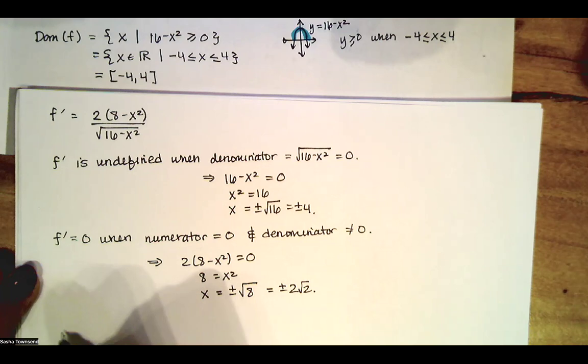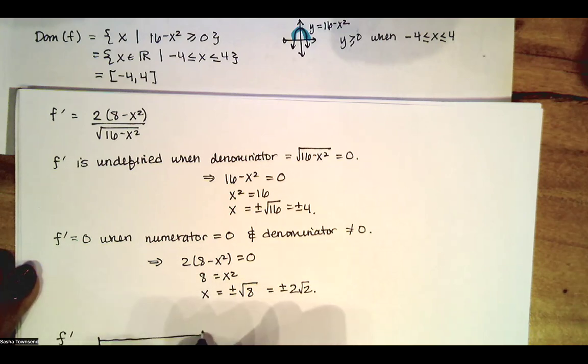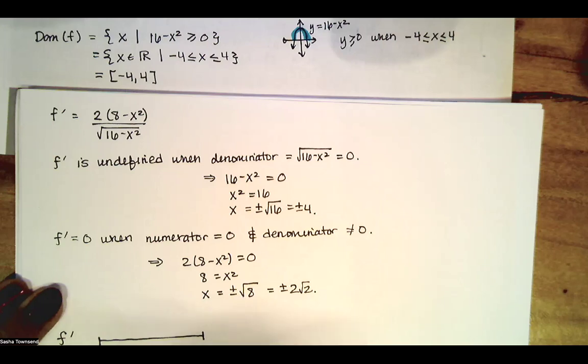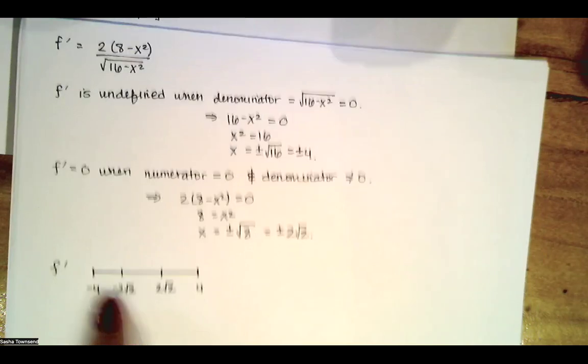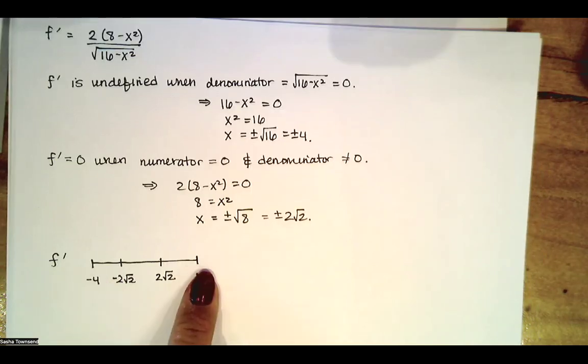So I draw my sign chart for f prime. Now normally we would have the entire number line here, but we won't have that this time. So our number line consists of the interval from -4 to 4, and we've got these two critical values, and these are critical values as well, because they are in the domain of the function and the derivative is undefined there.